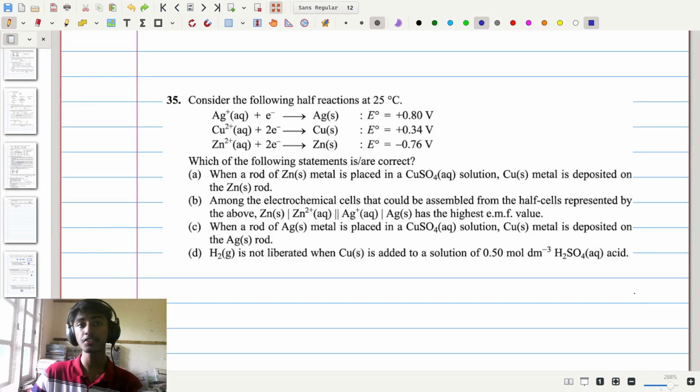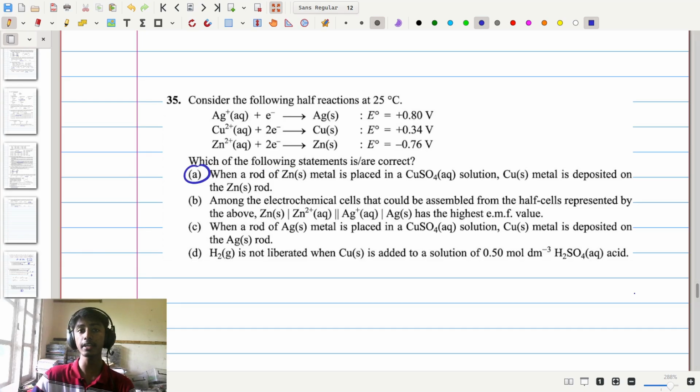Now moving on to question 35, it says, consider the following half reactions at 25 degrees Celsius. The first reaction is Ag+ plus 1 electron to Ag. The second one is Cu2+ plus 2 electrons to Cu. And the third one is Zn2+ plus 2 electrons to Zn. For each of these, we have been given their standard reduction potentials of 0.8 volts, 0.34 volts, and for zinc, negative 0.76 volts. Considering this, they ask us which of the following statements is correct.